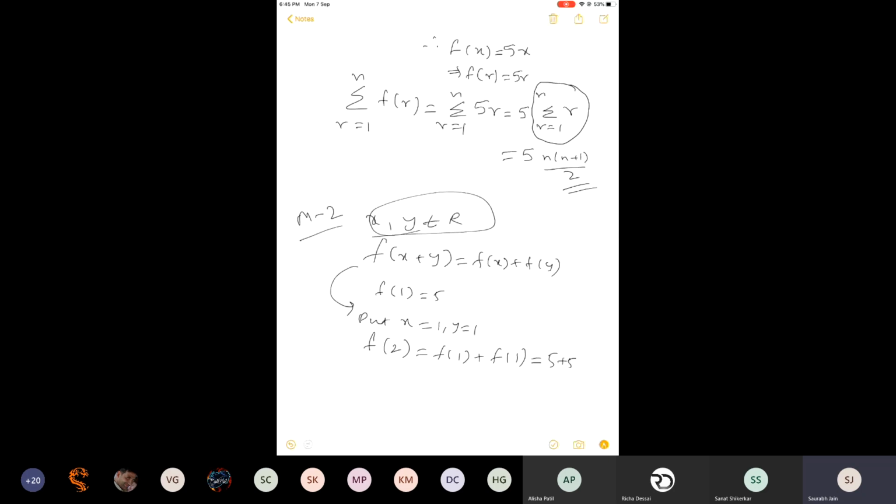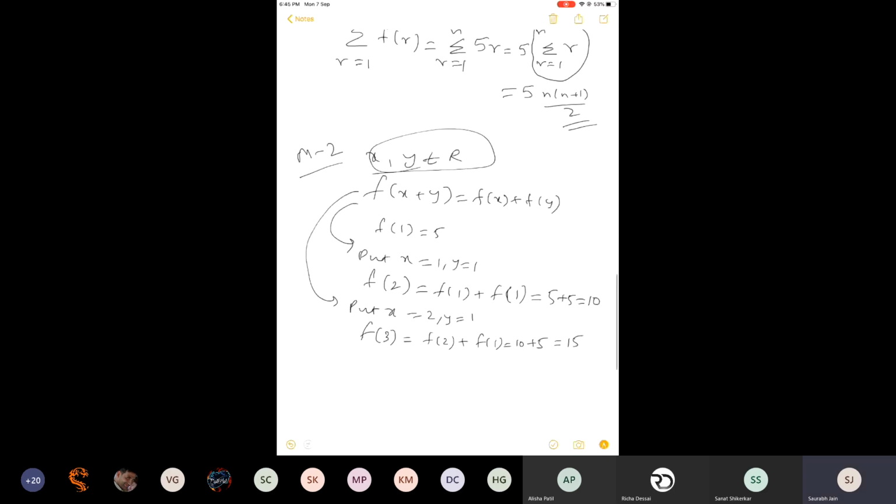So as a result, if you want, you can put x 2, y 2, or you can put x 3, y 1. Both of them will give you f(4) only. So f(4) is f(3) plus f(1). This is 15 plus 5, that is 20. And like this, but I think this is sufficient to understand what is the pattern.